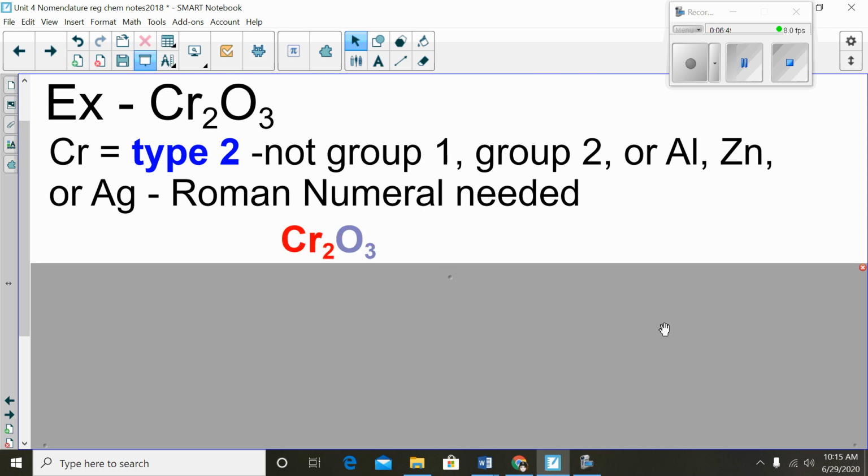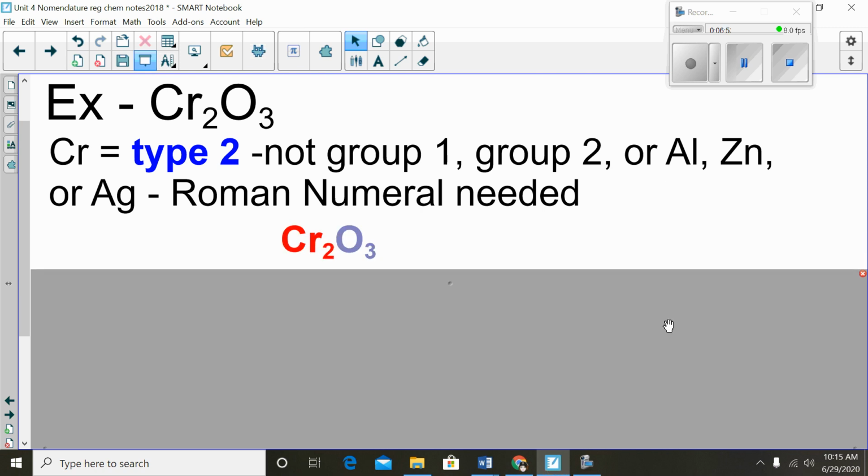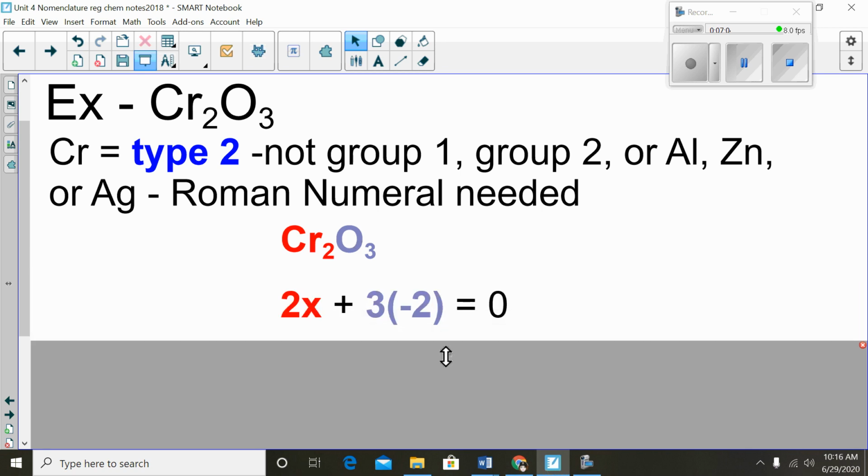So what I've done is I've set this up and I've color coded it. So it's chromium's Roman numeral that we need to determine, so I put chromium in red. And then oxygen will remain that light purplish gray color. So here's the setup. So you basically use what was provided. X is my unknown. It's chromium's charge that I don't know. So chromium becomes X. Where is the 2 coming from? You have 2 in the formula. So chromium now is 2X. You're going to add this to oxygen. So oxygen has 3, right, in the formula.